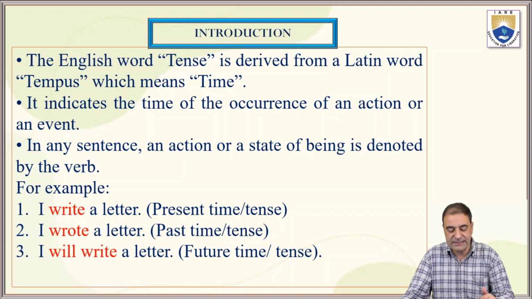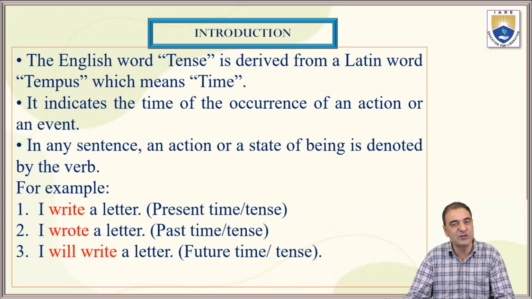If you look at these 3 sentences here, we have I write a letter, I wrote a letter, I will write a letter. In all the 3 sentences, we have a common subject, that's I, and a common object, that's a letter. The only thing that's different is the verbs. In the first sentence, there's a verb in first form, write. In the second, it's the verb in second form, that's wrote. And in the third one, it's will plus write, that means helping verb plus main verb in first form.